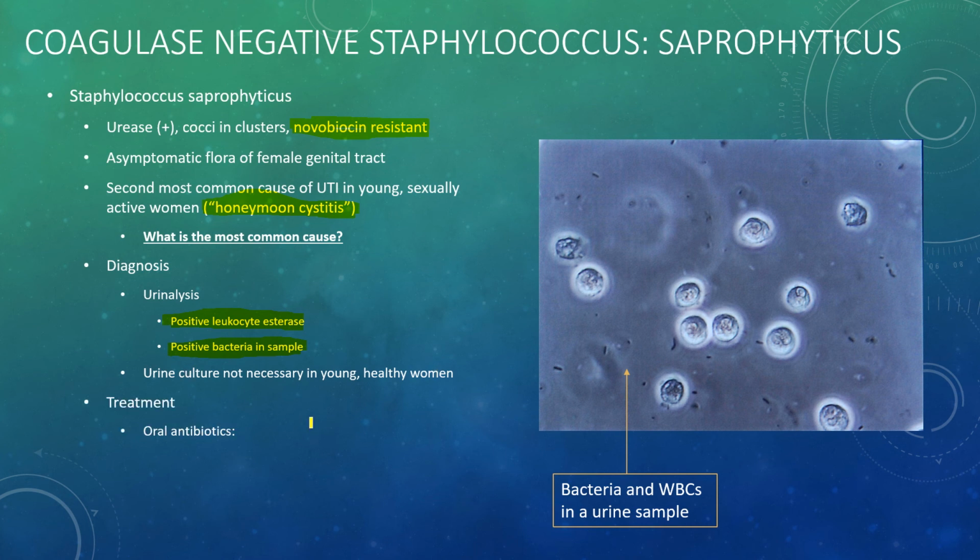So how do you treat it then? The treatment is one of many oral antibiotics, okay? So Staph Saprophyticus will be treated with the same antibiotics that will cover E. coli. And these will be Bactrim, ciprofloxacin, and cephalexin. So always remember these antibiotics as your first line treatments for Staph Saprophyticus or E. coli UTIs.